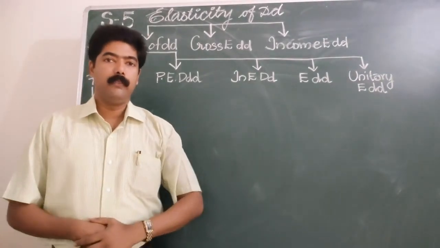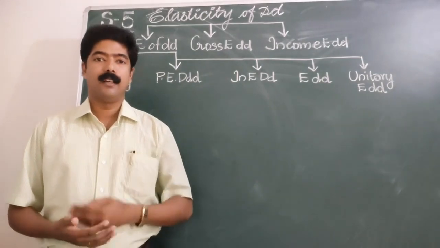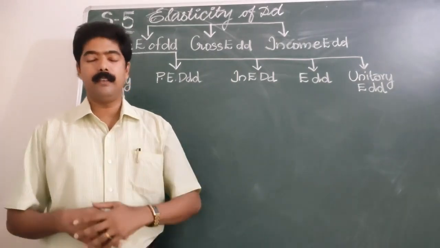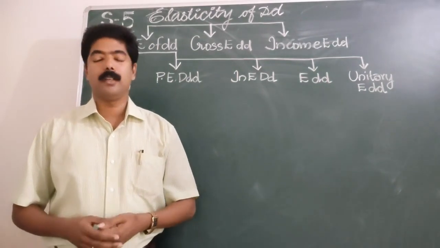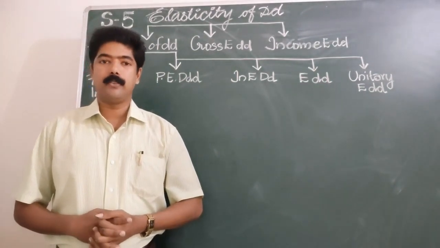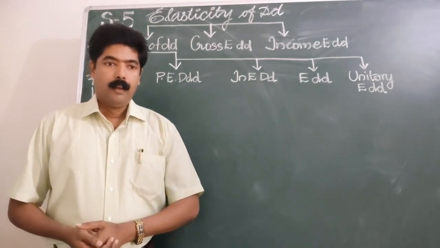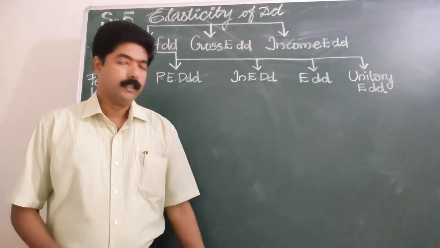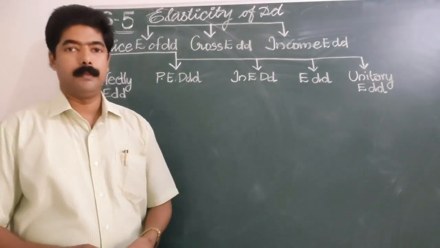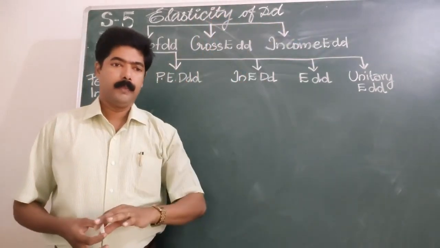So far, we have discussed one chapter with various concepts. In the chapter on demand, we have studied the types of demand, determinants of demand, demand function, and changes in demand. In this class, we will discuss another chapter, that is elasticity of demand. We have written the chapter title, elasticity of demand.